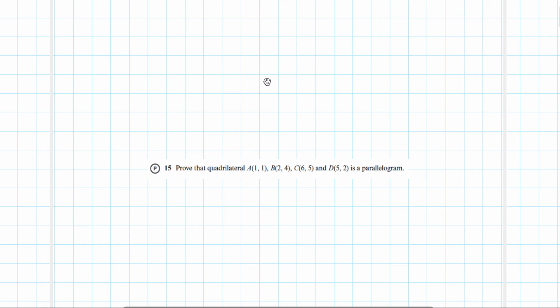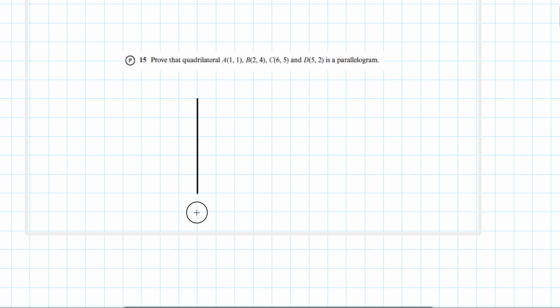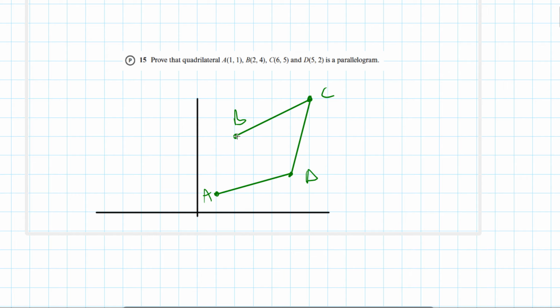The last question we have for this video is question 15. Prove that the quadrilateral A(1,1), B(2,4), C(6,5) and D(5,2) is a parallelogram. So to show this one, again we can draw it out to show what is happening, so you can visualize the shape. So we've got 1, 1, we have 2 and 4. So this is A, this is B. We've got C at 6, 5, and D is 5, 2. Okay, so this is C and this is D.